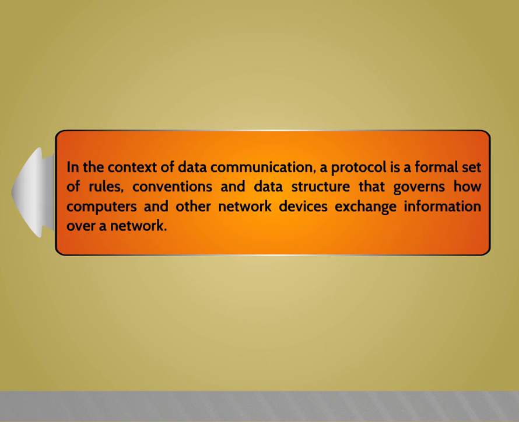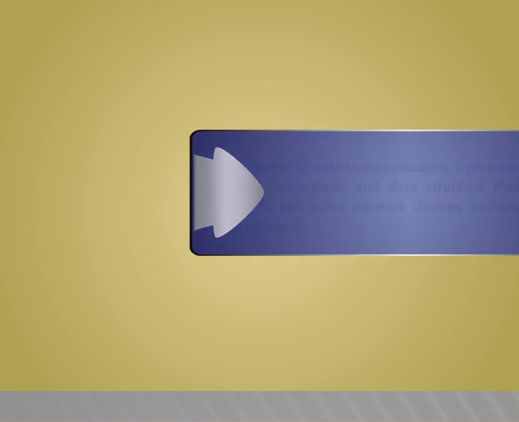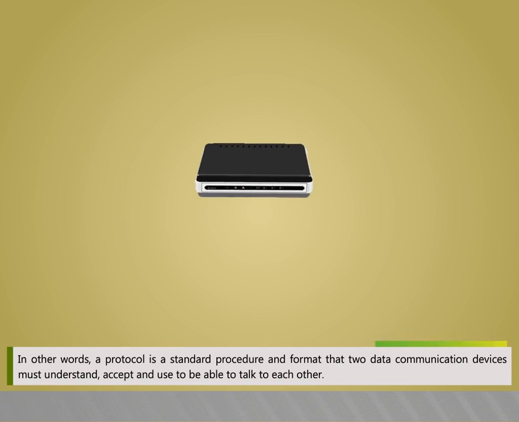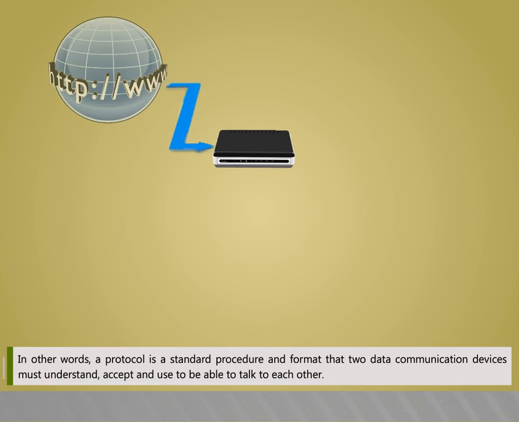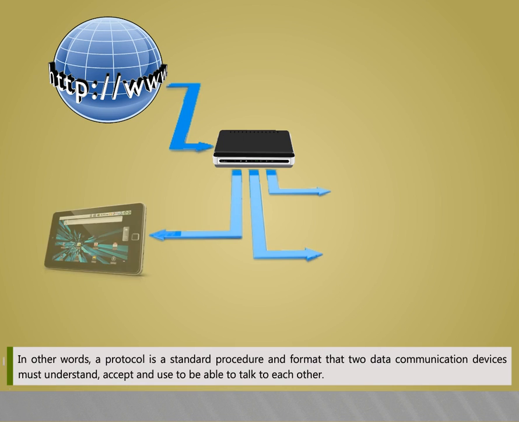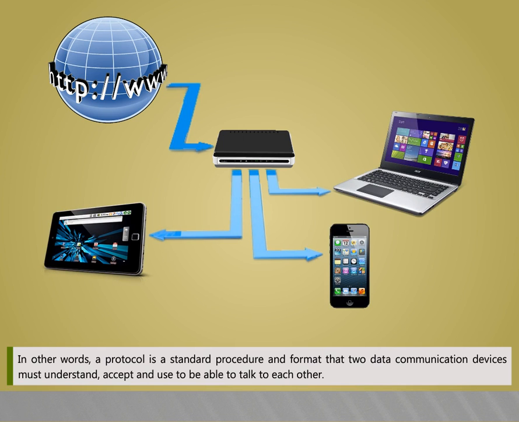In the context of data communication, a protocol is a formal set of rules, conventions, and data structure that governs how computers and other network devices exchange information over a network. In other words, a protocol is a standard procedure and format that two data communication devices must understand, accept, and use to be able to talk to each other.